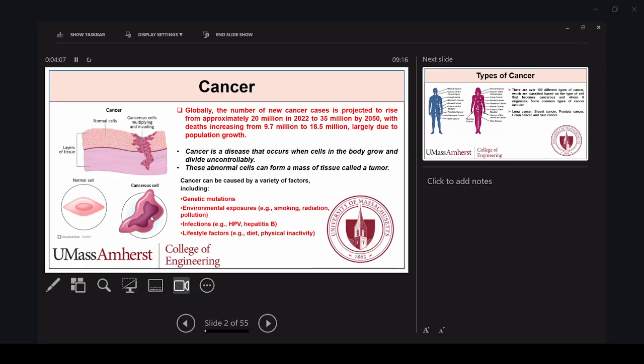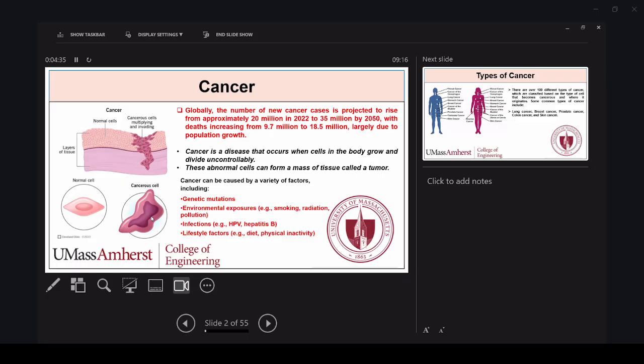Only if the cell is in a proper shape or structure does it perform its duty, whatever it is assigned to. If it is not in a proper shape or structure, the entire function of the cell will be disturbed. Eventually, it leads to a lot of mutations and disorders. These abnormal cells can form a mass of tissue called a tumor.